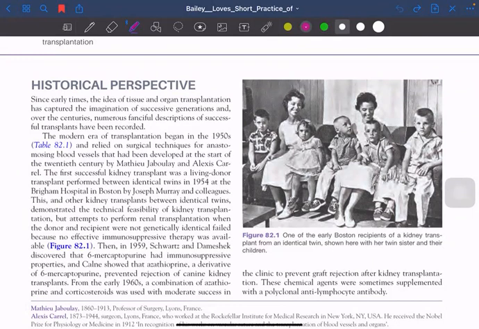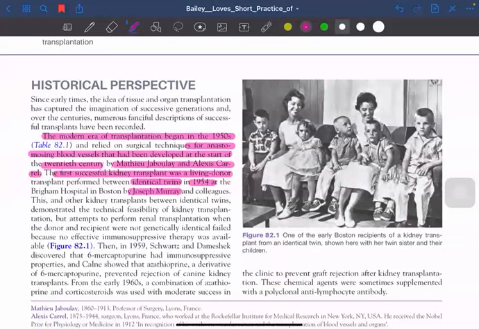If you look in the historical perspective, the modern era of the transplant began in the 1950s, and it relied on the surgical techniques for anastomosing blood vessels that had been developed at the start of the 20th century by Mathieu Jaboulay and Alexis Carrel. Carrel and Jaboulay, the modern era of transplantation. Then the first successful kidney transplant was a living donor transplant performed between identical twins in 1954 by Dr. Joseph Murray.